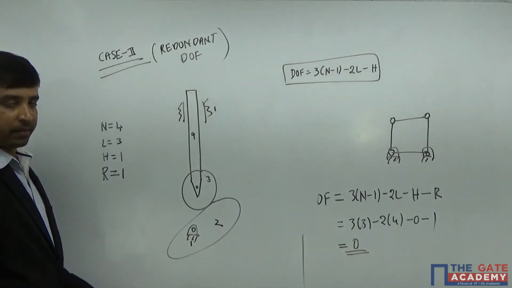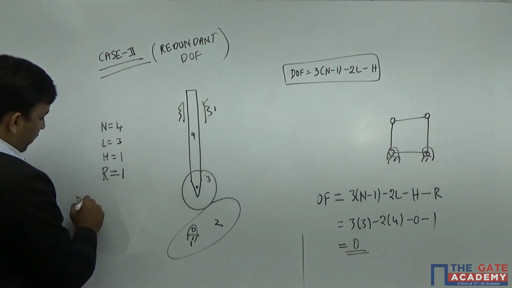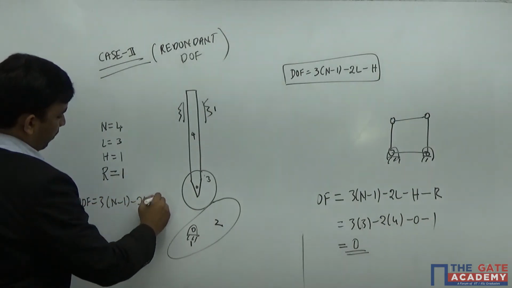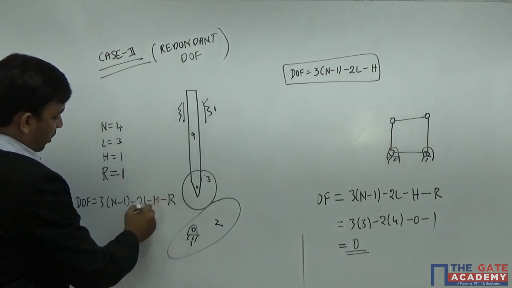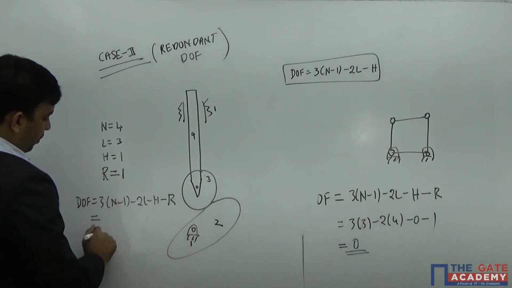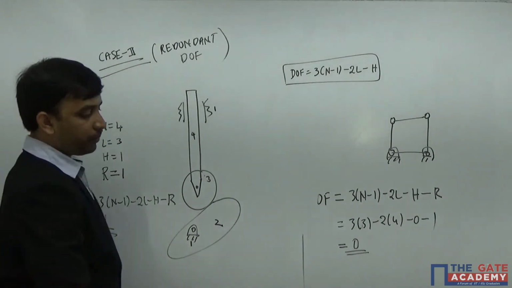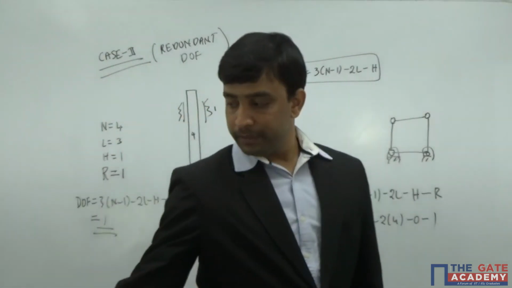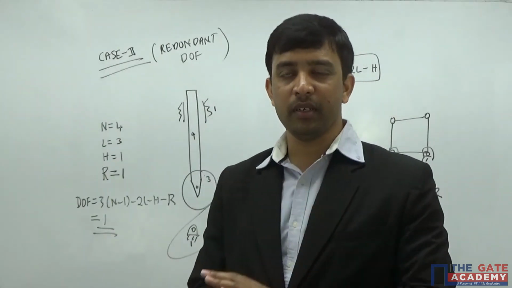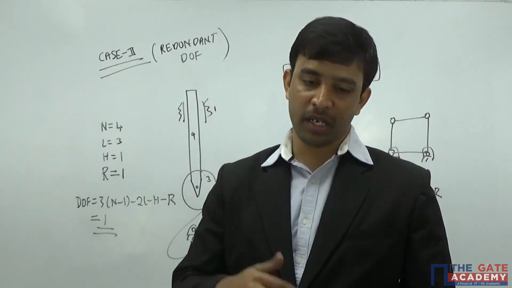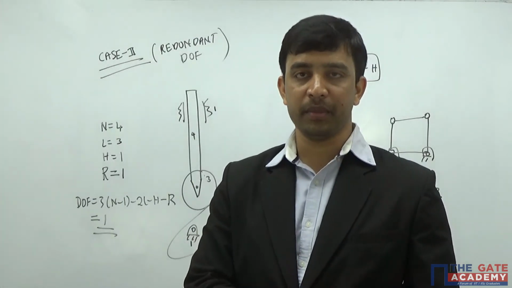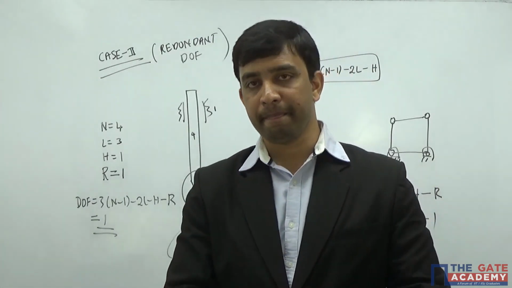That's link 3. And if you calculate degrees of freedom now, it's 3 into (n minus 1), minus 2 times lower, minus higher, minus the number of links with redundant degree of freedom. So here, degrees of freedom is 1. So whenever you are calculating degrees of freedom, first check the types of joints, next check for redundant links, and next check for links with redundant degree of freedom. So keep these 3 points in mind. Thank you.